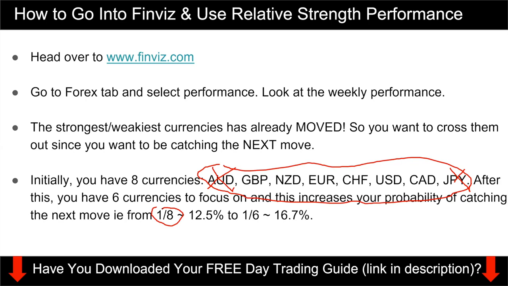I'm just saying that if you were to not even apply any form of technical analysis, you will still get about a 16.7% win rate. Meaning that even if you anyhow trade, you don't even look at the charts, you just anyhow guess, there is still a much higher probability of getting it right if you were to do this step alone, which is basically eliminating 8 currencies to 6 currency pairs. So let me go into the website to show you how we do it.